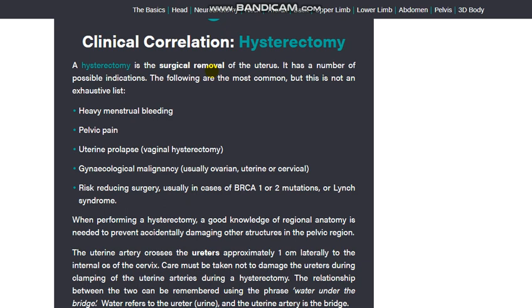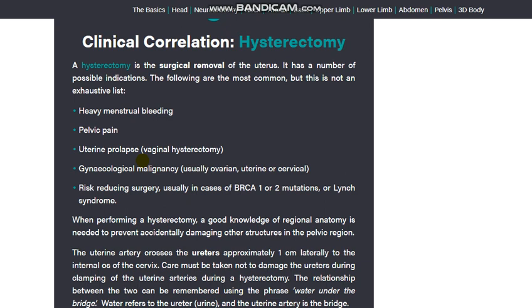Now, what are the possible indications for doing a hysterectomy? Why do we do hysterectomy? Number one, it may be due to heavy menstrual bleeding, or number two, pelvic pain, or uterine prolapse. If the uterine prolapse collapses, with little space between the structures, the surgeon prescribes a vaginal hysterectomy.